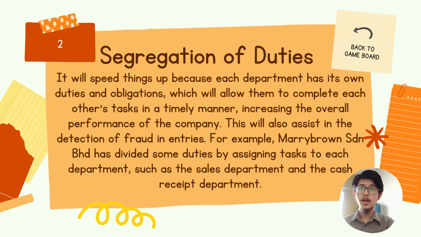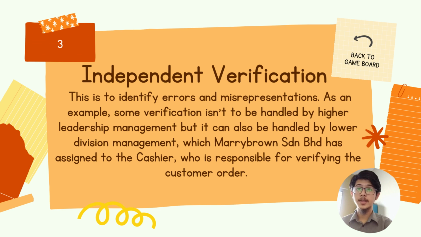Segregation of duties. It will speed things up because each department has its own duties and obligations, which will allow them to complete each other's tasks in a timely manner, increasing the overall performance of the company. This will also assist in the detection of fraud in entries. For example, MarryBrown's theorem has divided some duties by assigning tasks to each department, such as the sales department and the cash receipt department.